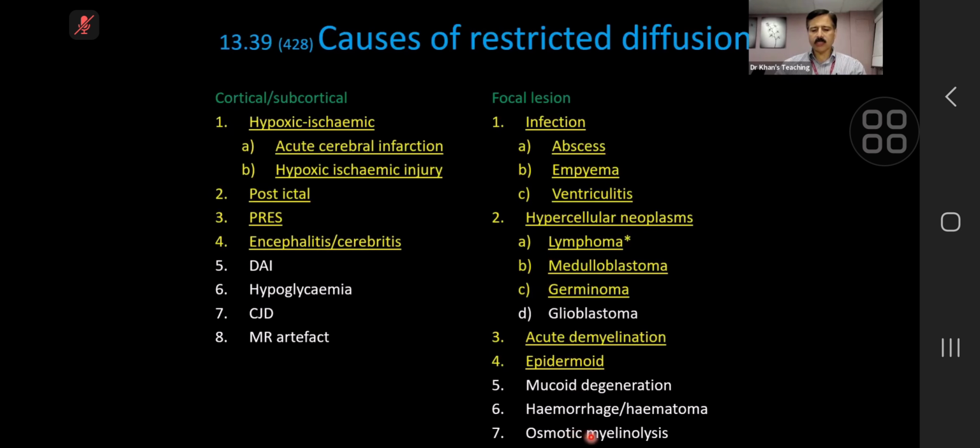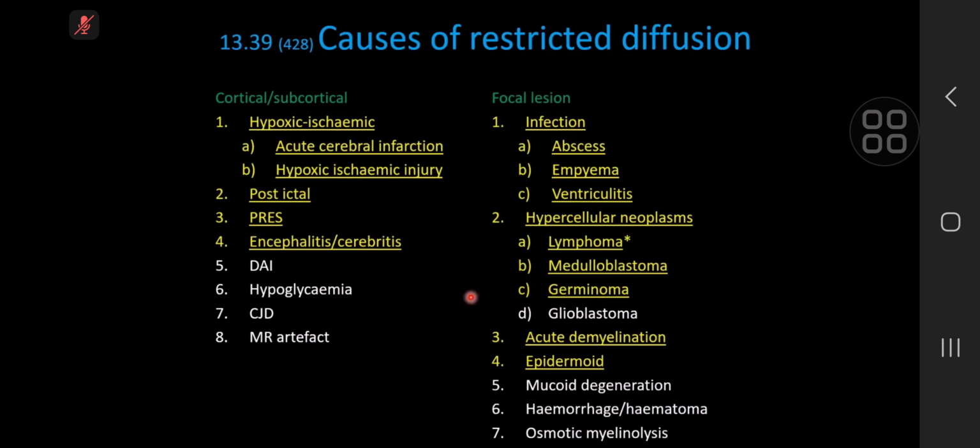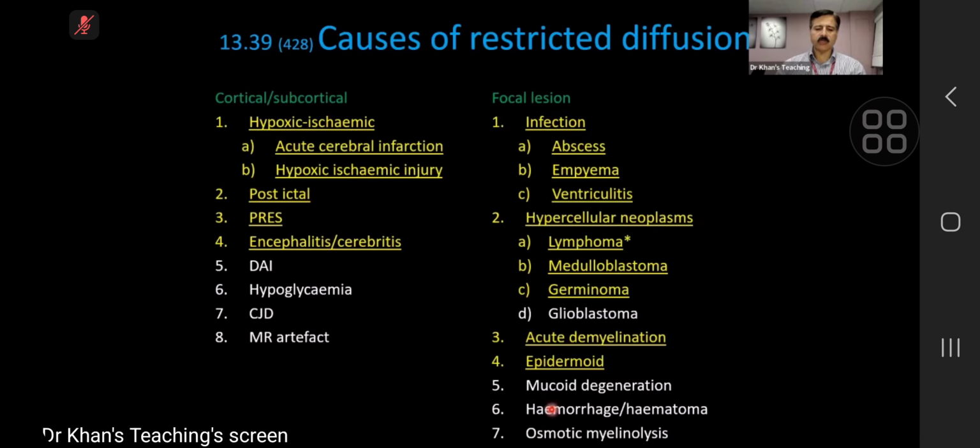This thing, osmotic myelinolysis, I will cover it, and it has come in the exam quite a few times now. As I say, the bar is going up and up. Maybe 15 years ago, nobody used to think that osmotic myelinolysis will come in the exam. The previous concept was, we used to call it central pontine myelinolysis. But now we have understood that it can happen without the pons being involved, so we use the word osmotic myelinolysis. In any case, we'll cover it later during this module.